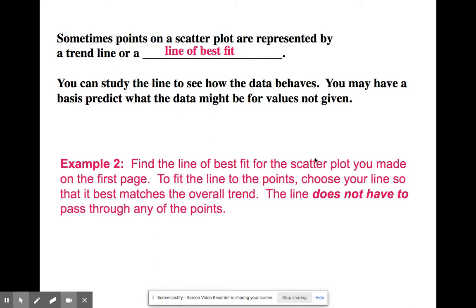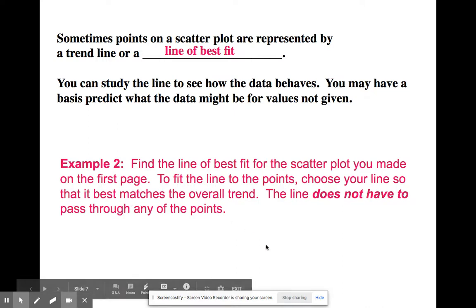So example 2, find a line of best fit for the scatter plot you made on the first page. That very first slide where you're trying to look at the trend. Go ahead and pause and try to think about where that line of best fit would go. To fit the line to the points, choose your line so that it best matches the overall trend.